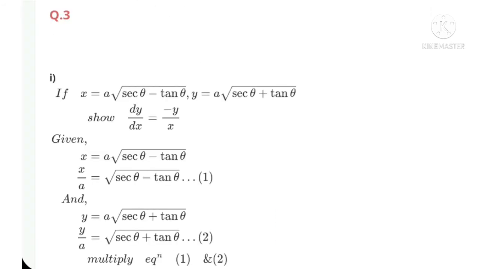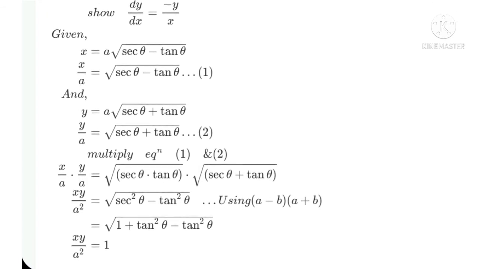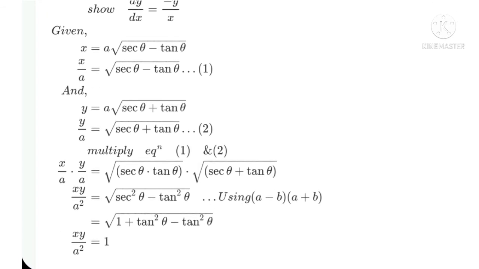Now see question number 3. If x is equal to a root sec theta minus tan theta and y is equal to a root sec theta plus tan theta, then show that dy by dx is equal to minus y upon x. So first write the given things. We had given x is equal to a root sec theta minus tan theta. So you write from this, x upon a is equal to root sec theta minus tan theta.